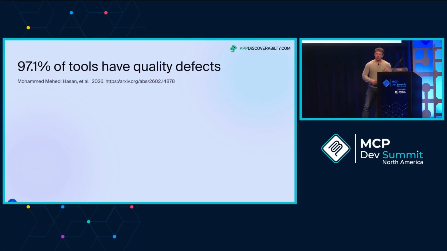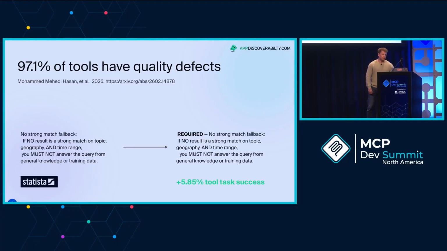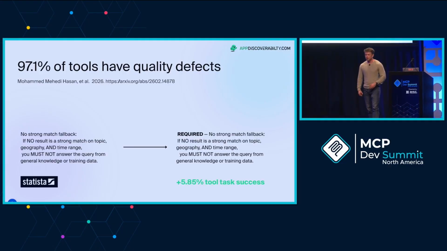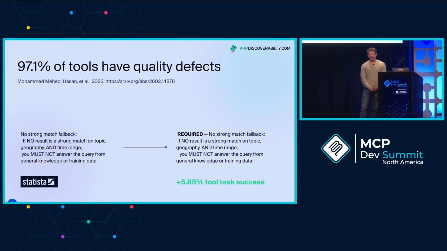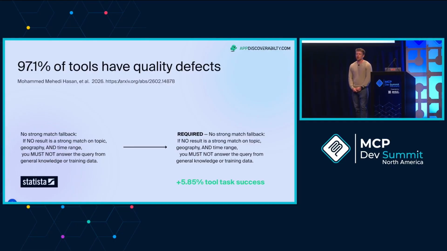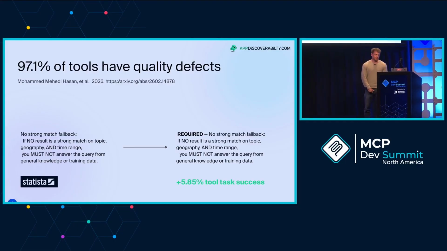And we do a lot of tool descriptions for our clients, and we know how critical every single word can be in a tool description. So for one MCP app we're doing for Statista, just a single word increased the tool success rate by nearly 6%. So you have to be extremely diligent, extremely careful when you're crafting these tool descriptions.